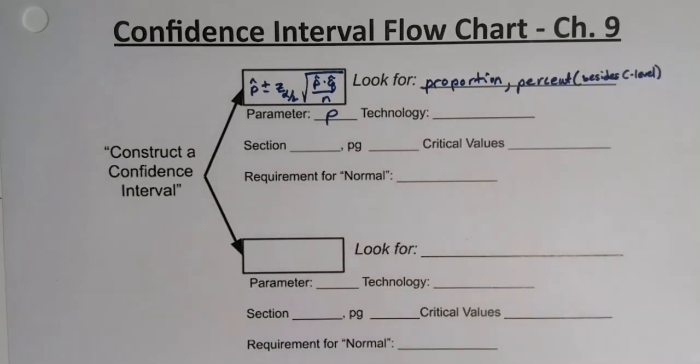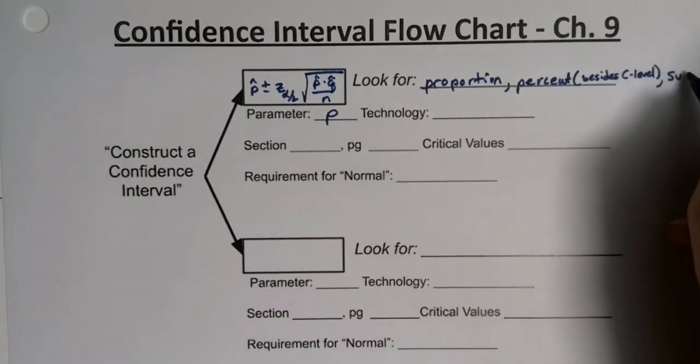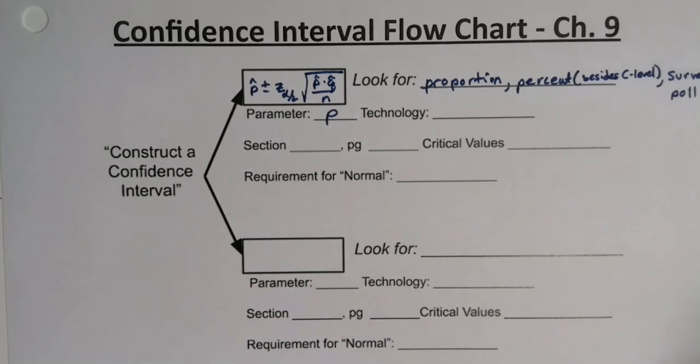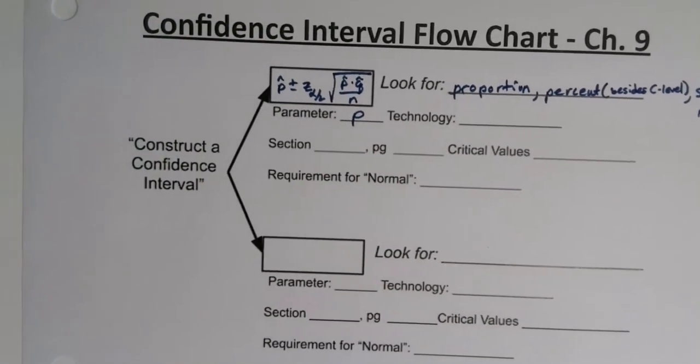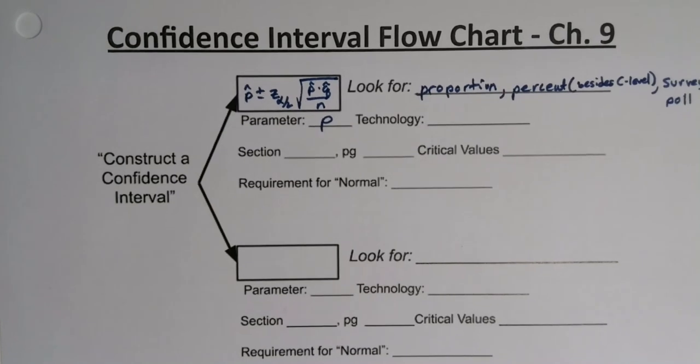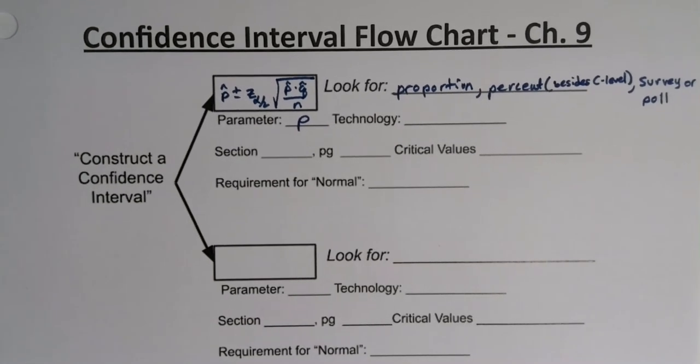And if they talk about a survey or a poll, oops, I've run out of room. Let me nudge that over. So if they talk about a survey or a poll, sorry, that's off screen. There we go, I got it now. A survey or a poll, that will be for proportions. Simple as that. So look in the problem, read the words they're talking about, read the situation. If they're talking about a survey, it's going to be proportions.